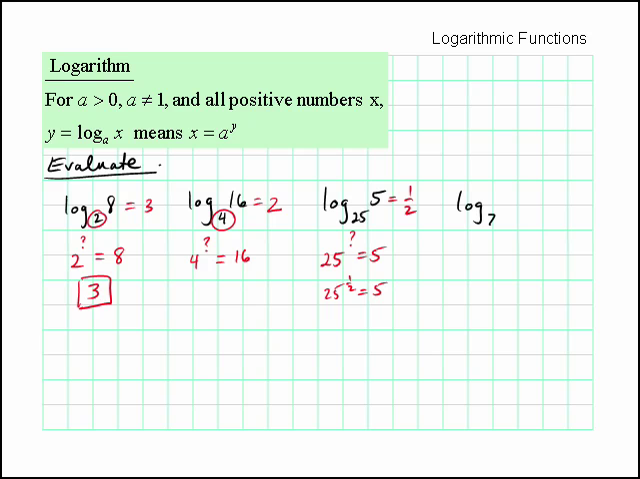Log base 7 of 7. This logarithm is asking 7 to what exponent will give us 7? And that would be to the first power. 7 to the 1 equals 7. So this logarithm equals 1. Log base 4 of 1. Okay, this logarithm is saying 4 to what exponent will give us 1? And that would be 4 to the 0 gives us 1. And so this logarithm is equal to 0.